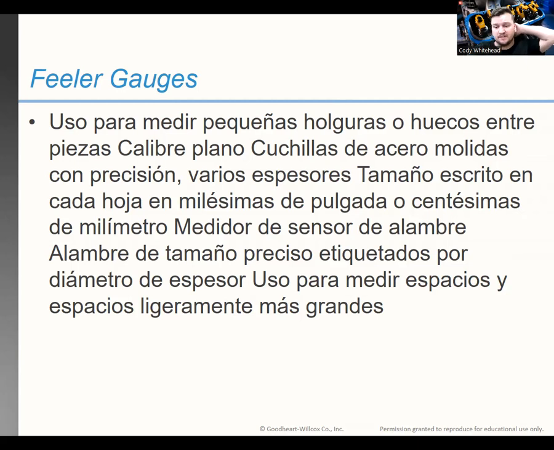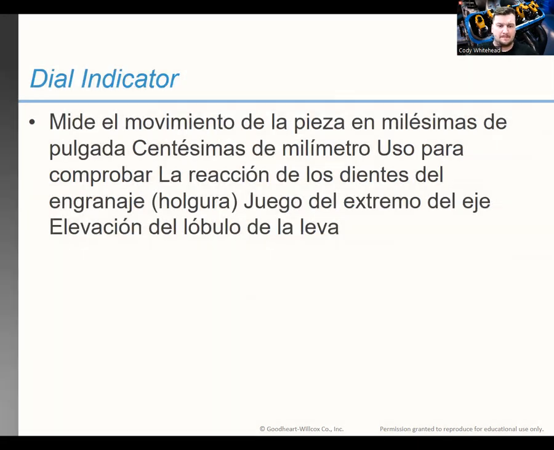Wire feeler gauges are precisely sized wires labeled by diameter or thickness. These are used to measure slightly larger gaps in spaces. So flat feeler gauges only go up so high, and then you get the wire feeler gauges, which are a little bit thicker. Usually feeler gauges are used for things like crank position sensors, spark plug gaps, things like that.